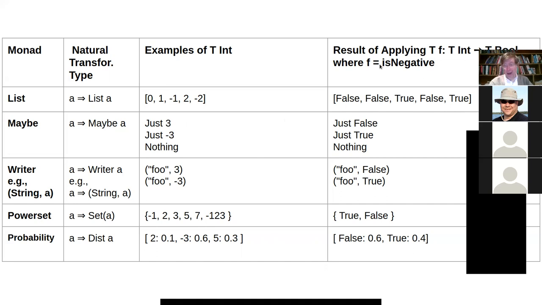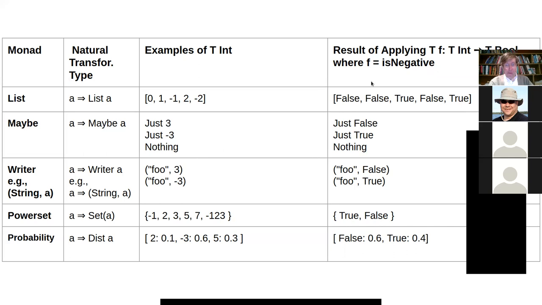This function is negative goes under the functor, right? It applies to each element. So three turns into false and it sits inside the just. Minus three turns into true, by is negative being applied to the minus three to get true. For nothing, we get nothing out.